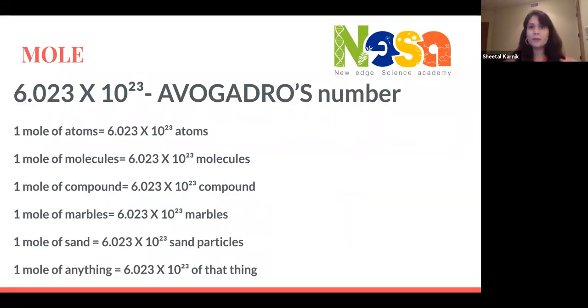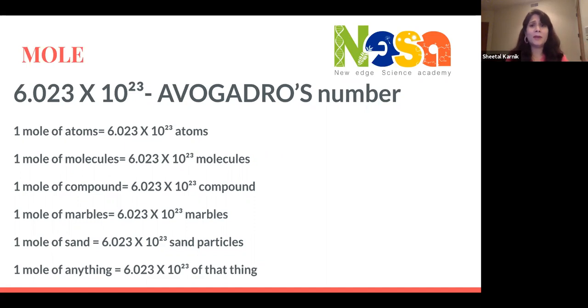So let's summarize this all together. 1 mole of atoms is 6.023 times 10 to the 23rd atoms. Well, I'm looking at molecules. Guess what? The same concept is applicable. If you're looking at any kind of compound, however complex that compound might be, the same concept applies.